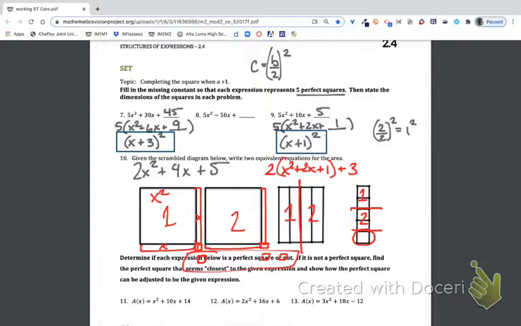Or you can set this up a third way. I know in the problem it's asking for 2 equivalent equations, but you can also talk about the dimensions, x plus 1 and x plus 1. So you could say that it's x plus 1 squared plus the 3 leftovers, and we have 2 groups.